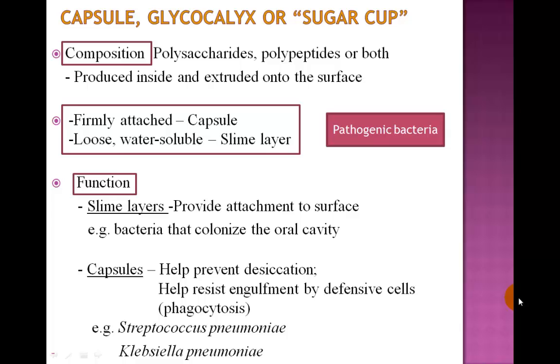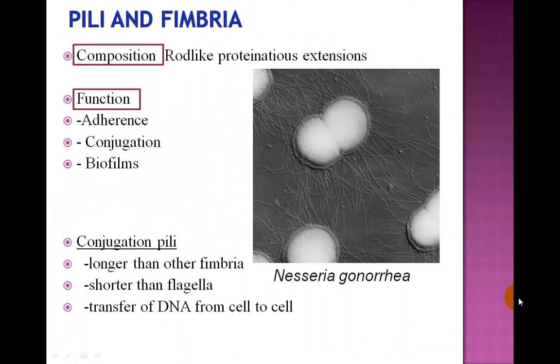Fimbria and Pili, shown here as an example, are external rod-like projections made up of protein. They extend several micrometers from the cell surface. The main functions are adherence, conjugation, and biofilms.